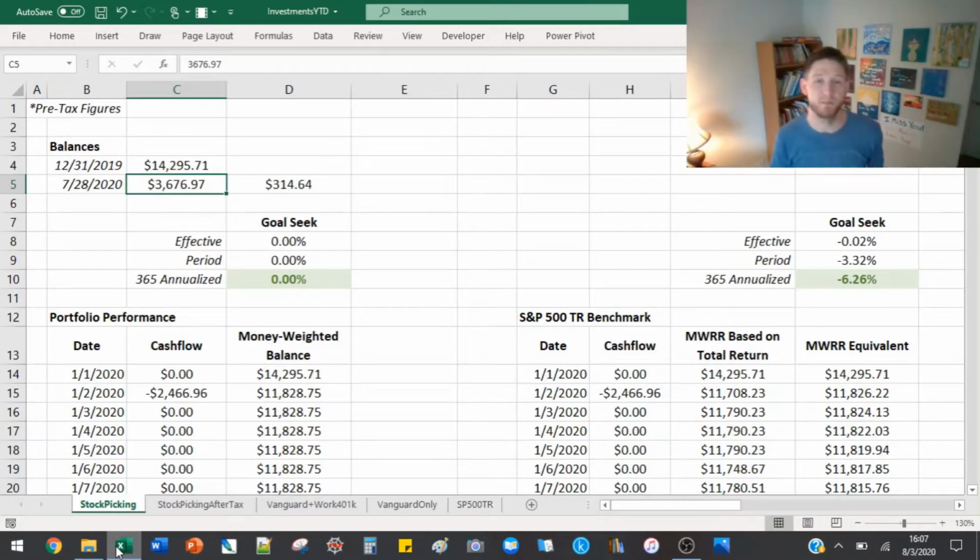In this Excel sheet, I put down my Vanguard brokerage stock picking account. It's the only stock picking account I have. I know I showed you Webull before, but that was only an experiment I was running, which I'm going to make a video about later.